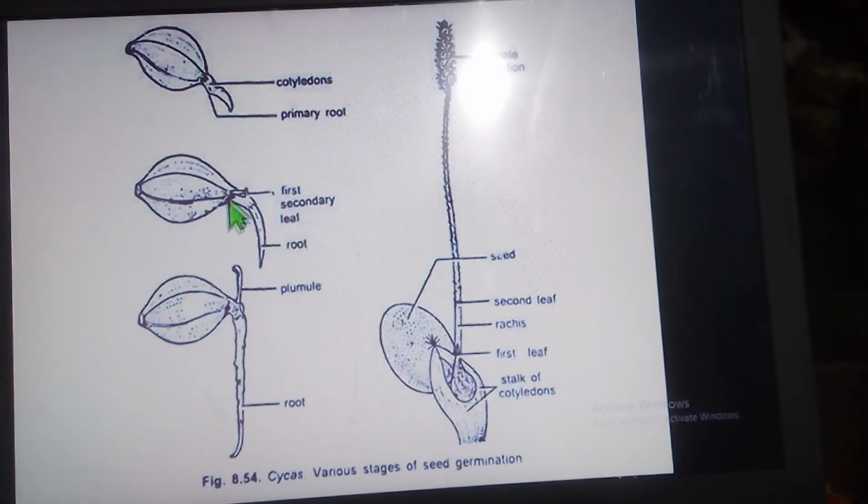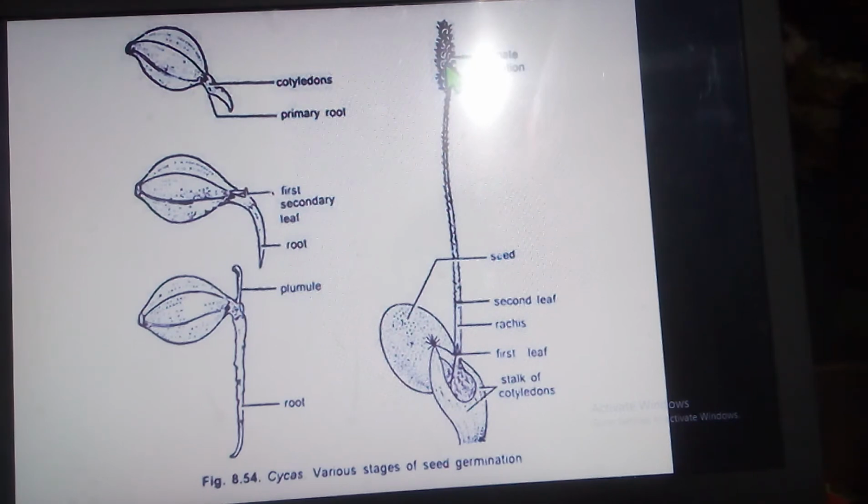Now the growing plumule, this small growing plumule, you can see in this next picture. At first it will form only two scaly leaves, then later on it will form the foliage leaves. Now if you see here in the germinating seed, in these foliage leaves we can see that they are circinately coiled. So the foliage leaves show circinate vernation.